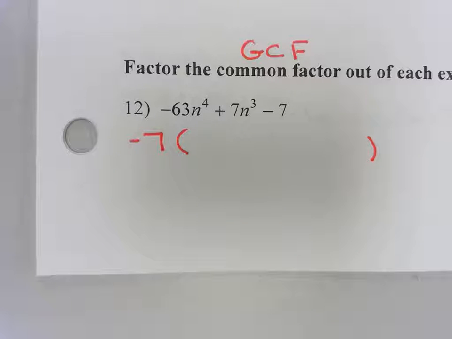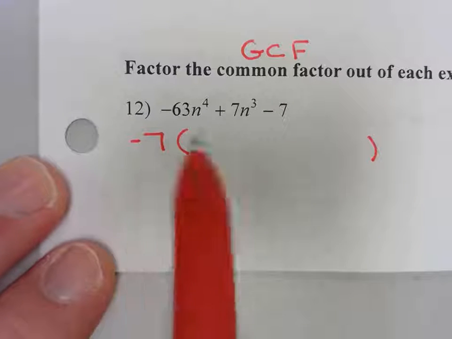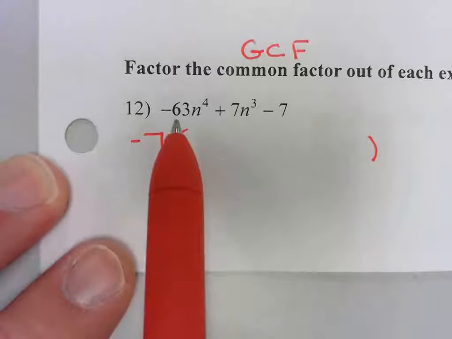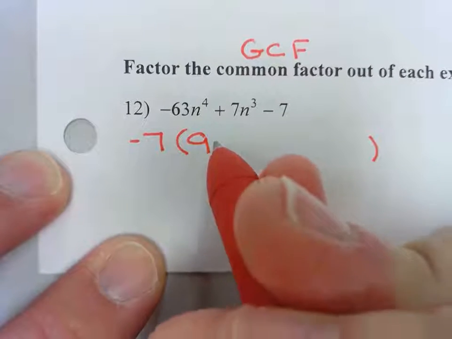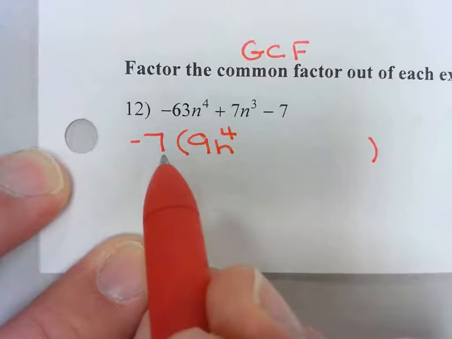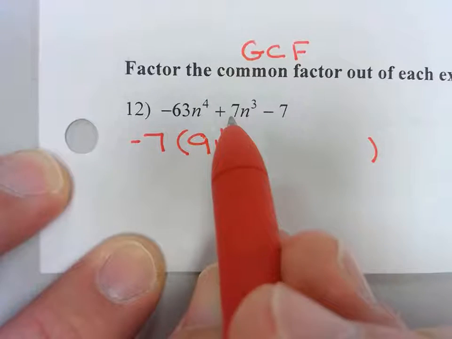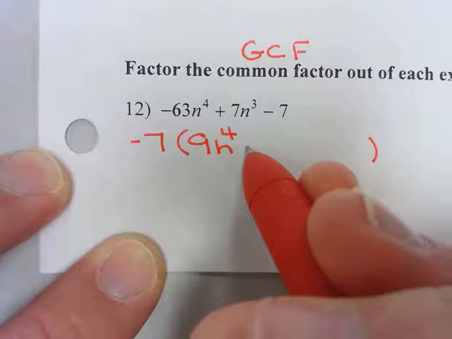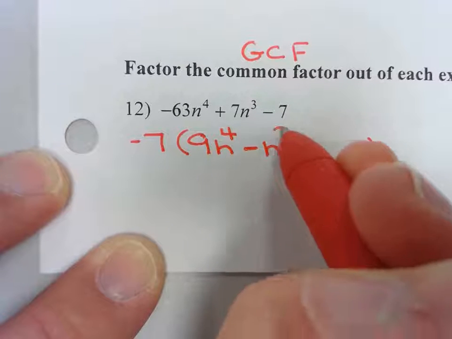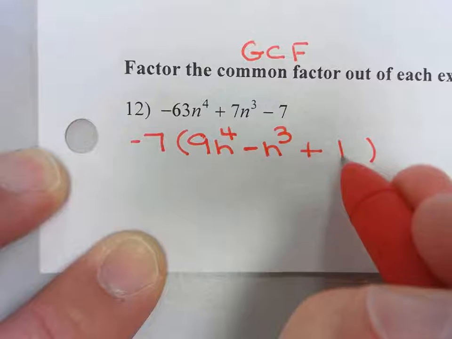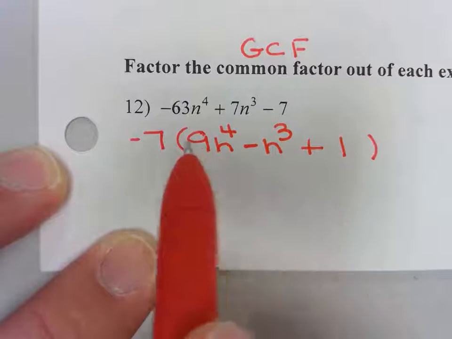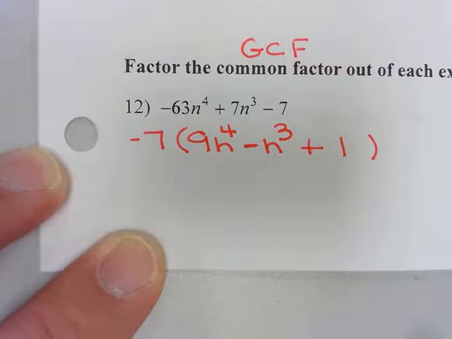So now you go through and you distribute it and see what's left inside the parentheses. -7 times what gives me a -63? 9. I'm still going to have what left? N to the fourth. -7 times what gives me a +7? -1. So -1 n to the third. And then -7 times what gives me a -7? +1. And you can always distribute to check it again and to see if it is correct.